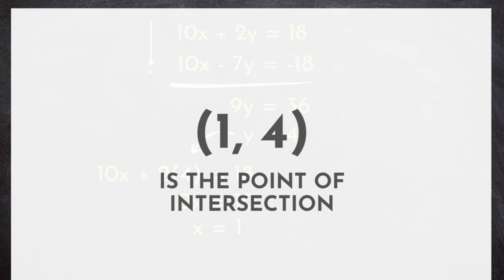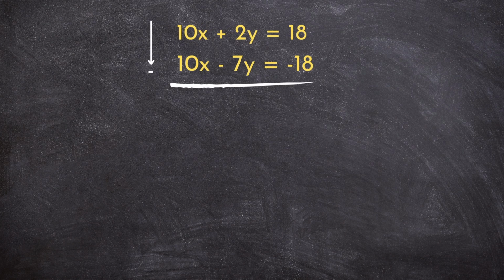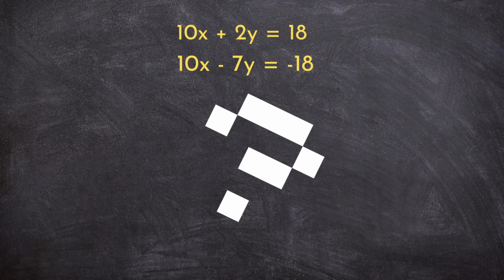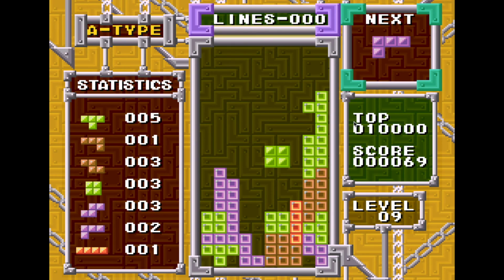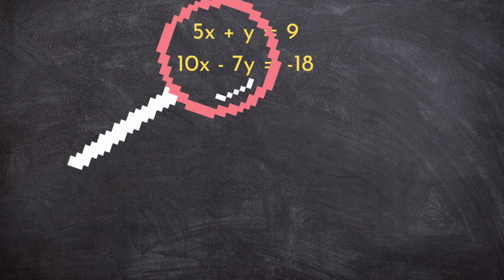Okay, so that works. But wait, remember how we just randomly multiplied by 2 to get rid of x? What happens if we chose to eliminate y instead? Well, just like in Tetris, sometimes there's more than one piece that can eliminate a row. The same thing goes for this system.